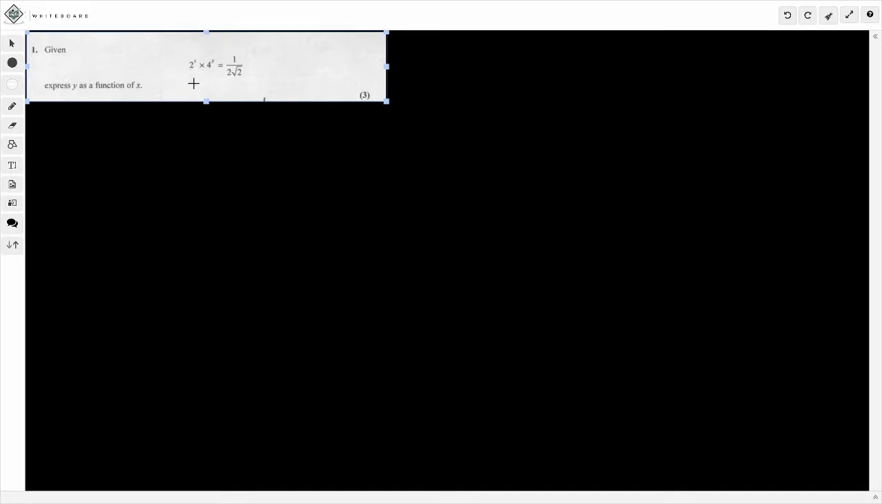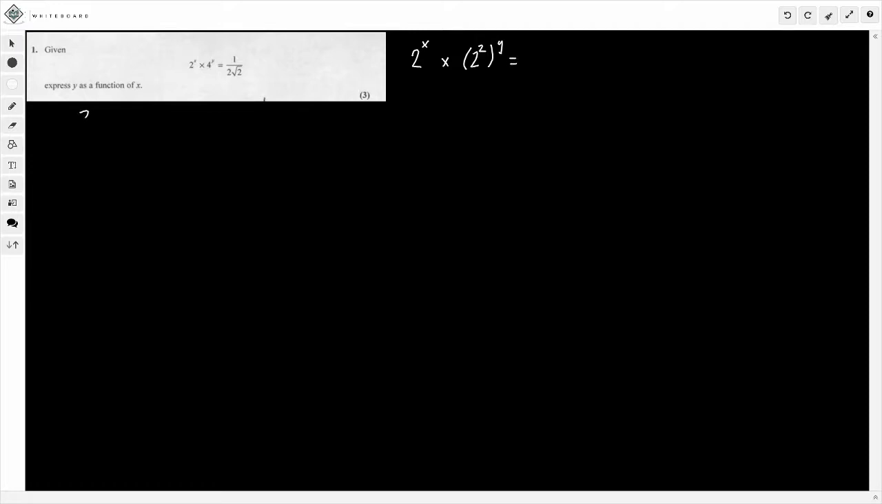So I have a base of 2 here, 2 to the x, and I have 4 to the y. So we need to reduce everything to 2. And notice 4 is just a power of 2 anyway, because 4 is equal to 2 squared. So if we look at reducing everything here, what I have is 2 to the x, that won't change, times, well, 4 is equal to 2 squared, so this is 2 squared to the power of y. And this is equal to 1 over 2 root 2.